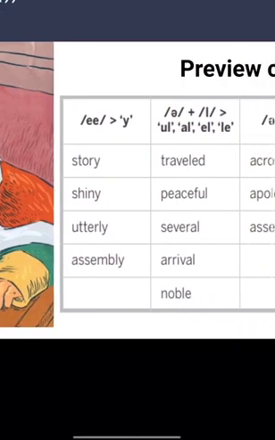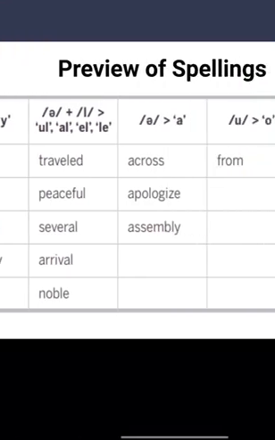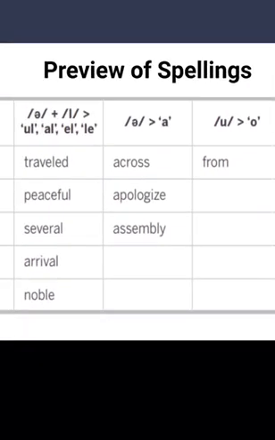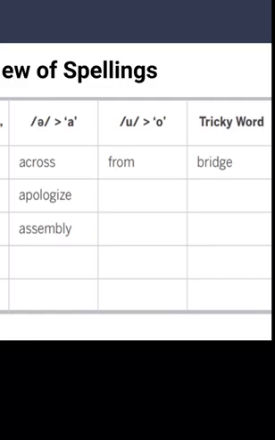Okay, next column. We have that ul sound spelled with U-L, A-L, E-L, and L-E. Whew, that's a lot, right? Let's go ahead and read our words together. Travel, peaceful, several, arrival, and noble. Good. Next, we have the sound spelled with an A: across, apologize, assembly. That A is being super lazy in those words, right? Let's go on to the next column. We have the sound spelled with an O. And that word is from.